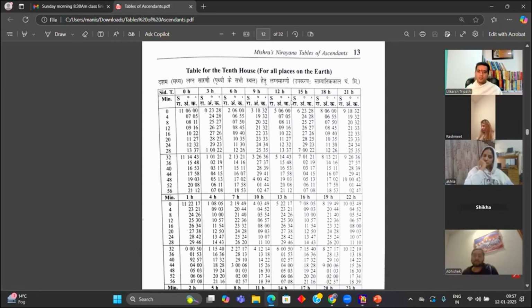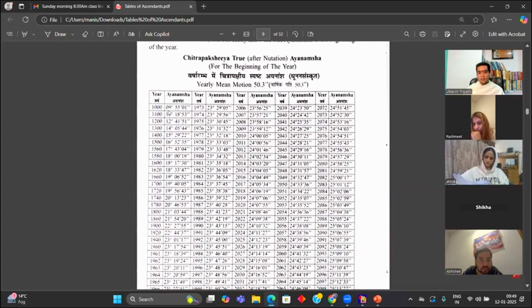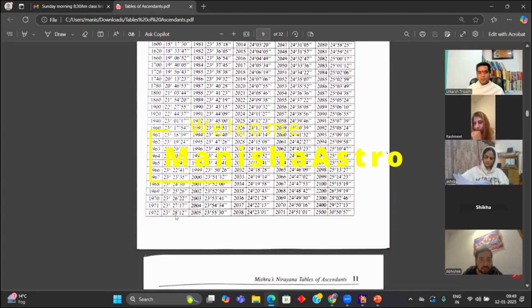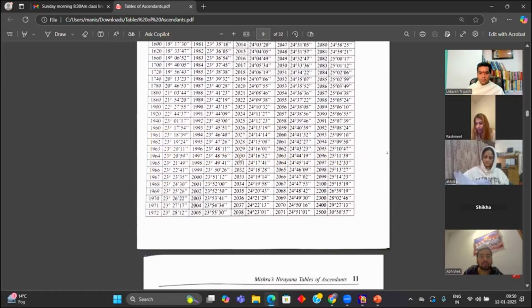Having the 10th house position is also important, and the same sidereal time value that we got, they are telling you where this ayanamsha is moving to from different years. So in the year 1000, it was 9 degrees 55 minutes. Then in 1972, 23 degrees 28 minutes. In 2005, 23 degrees 55 minutes. So in this way, it keeps on moving in a span of a year. And this year, 2025, it is 24 degrees, 12 minutes, 23 seconds.